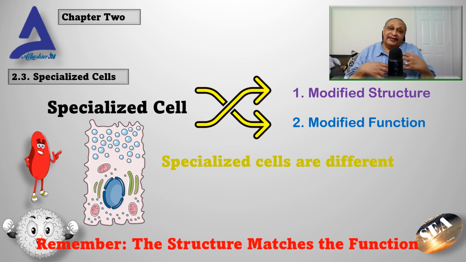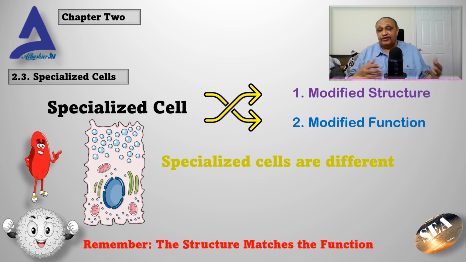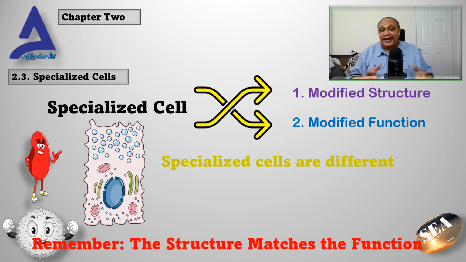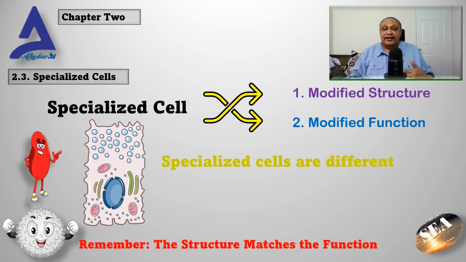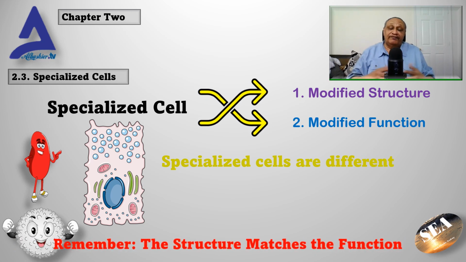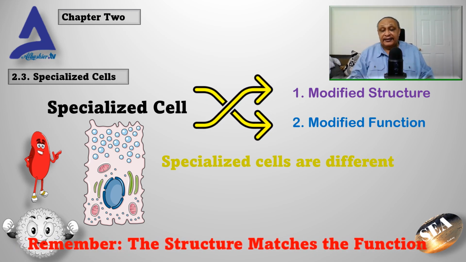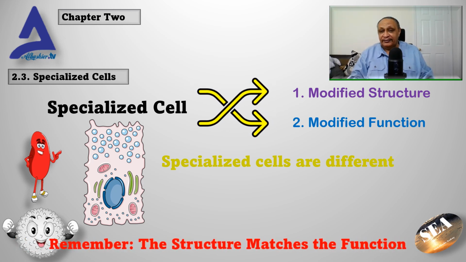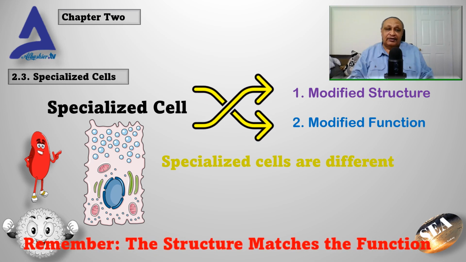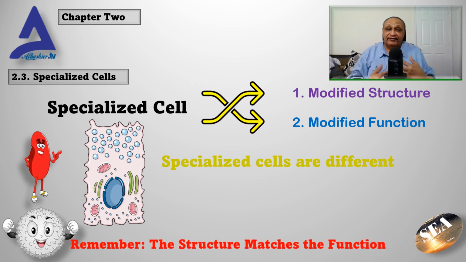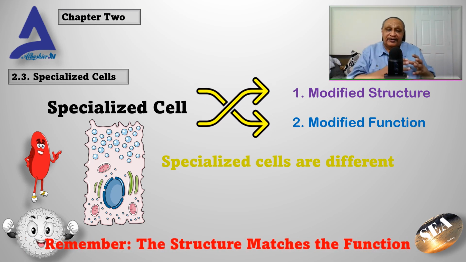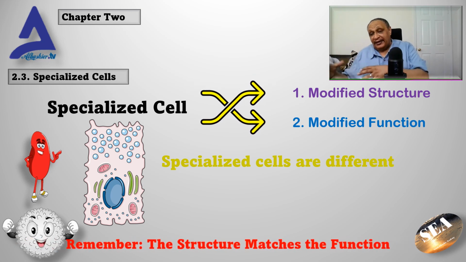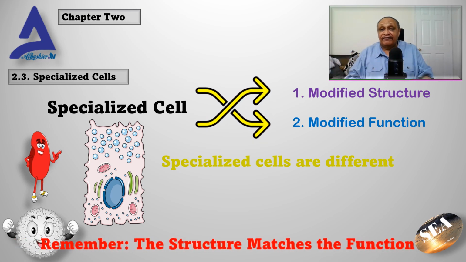Okay, and now based on your course book, we will go through some specialized cells. Six of them are present in animals, two of them present in plants. So we will study around eight ones, and we will see how they are different from each other. What are the modifications in the structure that make the modification in the function?